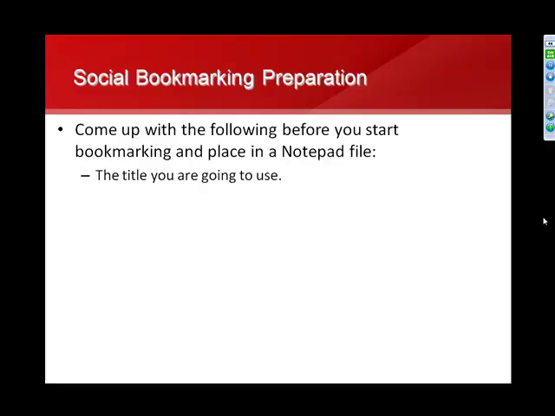The first thing you want to come up with is the title that you are going to use for your bookmarks. In this case, it's going to be the core keyword phrase that you happen to be trying to go after. So, for example, let's say I'm trying to go after the keyword phrase weight loss articles. So the title of my bookmark would be weight loss articles. That's my core keyword phrase. That's what I'm going to submit to the social bookmarking sites as my title.